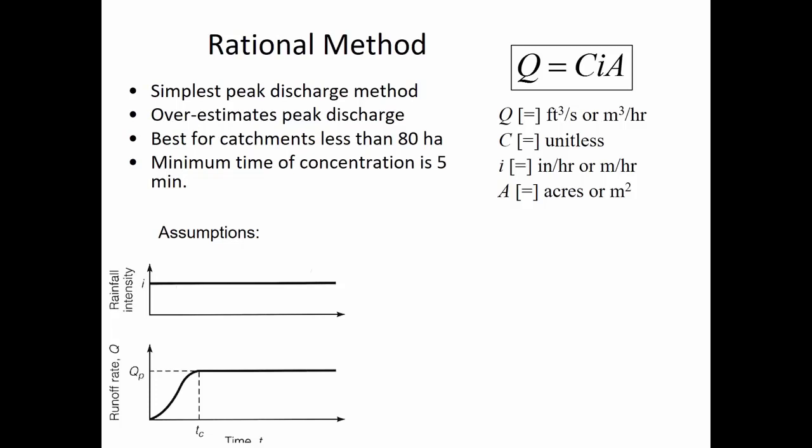In reality, for instance, when it starts to rain, it's not the same intensity through the whole storm. And if you look outside, you can see sometimes it's raining hard, sometimes it's not raining hard, and so the intensity of a real storm is variable. But this Q equals CIA method is assuming that the rainfall intensity is constant.